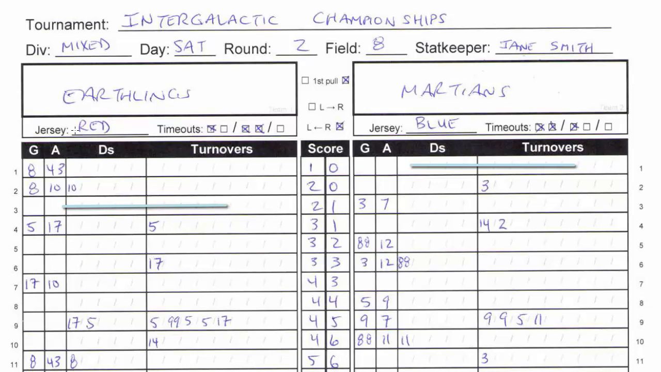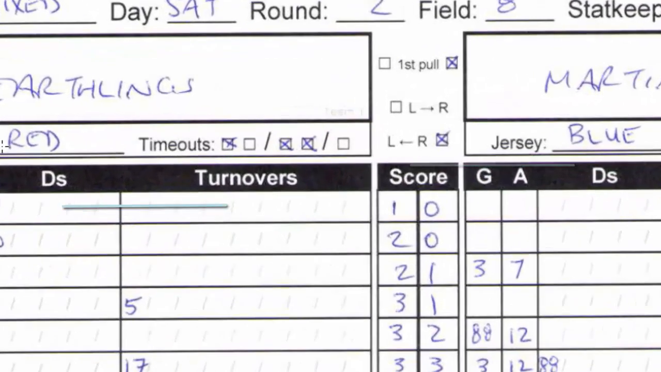Martians are pulling to the Earthlings. Earthlings move the disc until number 5 sends the disc too long to the deep cutter. There was defensive pressure on the throw and on the deep run, but no defender actually touched or caught the disc, so no D is marked. The Martians turn it over as well, and the Earthlings score. Both teams record turnovers on the point. The Earthlings record a goal and assist, and the central score track is updated to the current score 3-1 in favor of Earth. We won't go through every point in this example, but here are some additional notes.